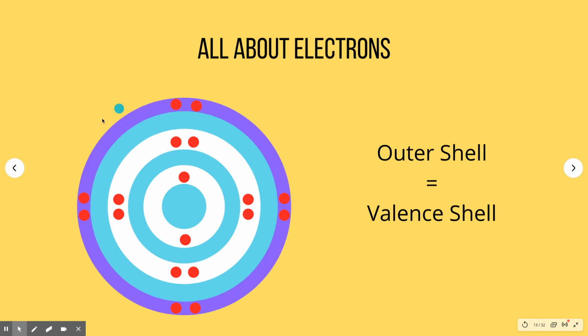Similarly, the outer shell is also labeled as the valence shell. Again, the inner shells, those are stable, those are happy, they're doing their own thing. The valence shell is the one that is holding those valence electrons, so that's where all of the bonding happens.